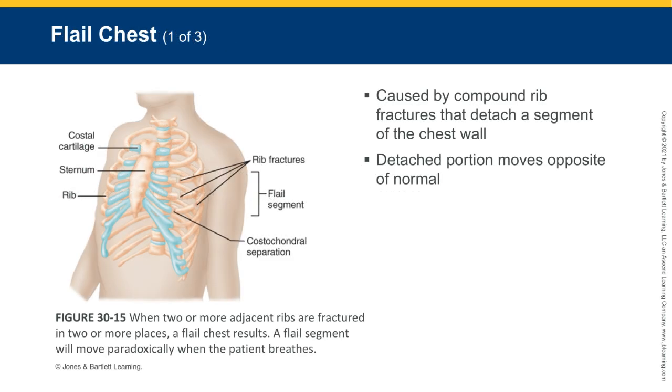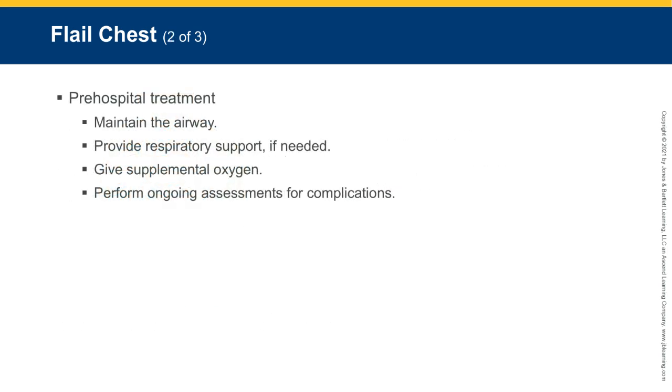Flail chest occurs when multiple adjacent ribs are fractured in multiple places, creating a segment that moves paradoxically with breathing. This is a serious injury that can impair ventilation and oxygenation. Pre-hospital treatment includes maintaining the airway, providing respiratory support if necessary, and administering supplemental oxygen. Continuous assessment for complications is crucial.